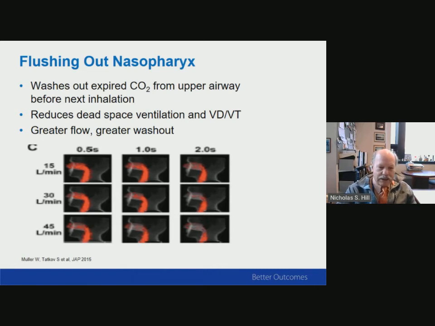The point here is that the dead space removal effect, the flushing out, is related to the dose response of flow rate. You need to give higher flow rates to maximize the flushing effect. And so I say, if you're going to use high flow, I generally will start patients off at 50 liters a minute and sometimes move up to 60 liters a minute or higher if they tolerate it. But if they're having trouble with tolerance, of course, you can titrate it downward as well.